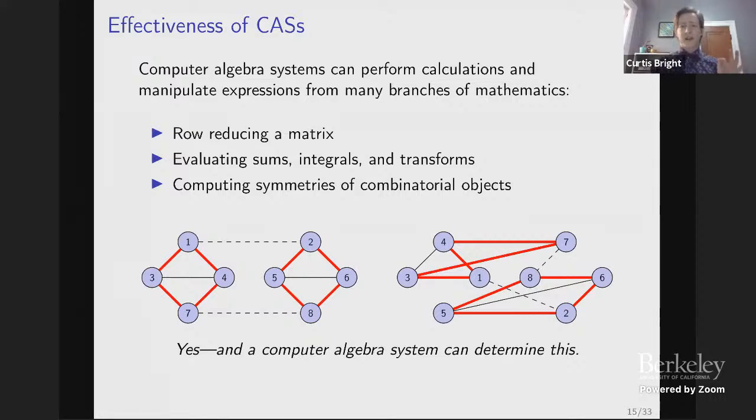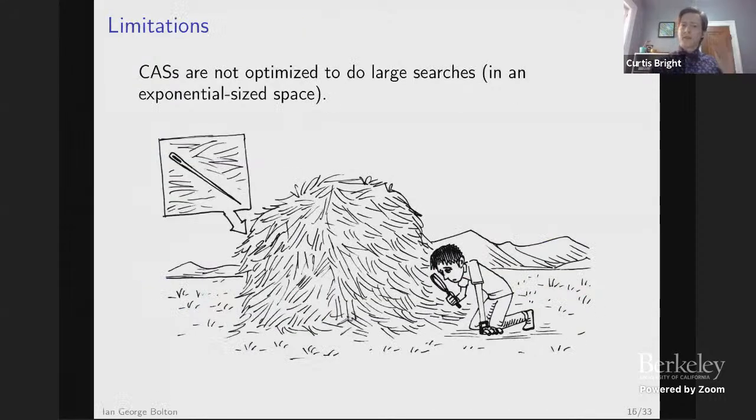Okay, so CASs are great as well, but from my perspective, in my research, they're not so great at doing this sort of exponential size search space. For example, in the Williamson example, when you have a huge space that you want to look through. But if you think back to a SAT solver, what the SAT solver is doing is inherently a search problem, right? It's trying to find that needle in the haystack.